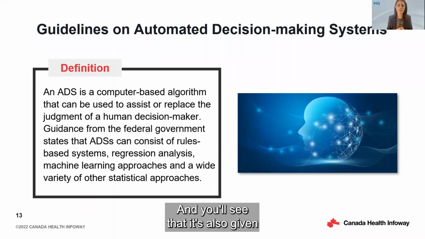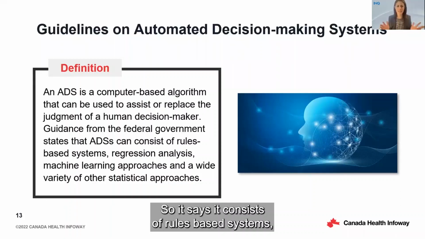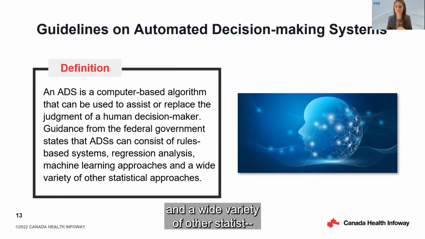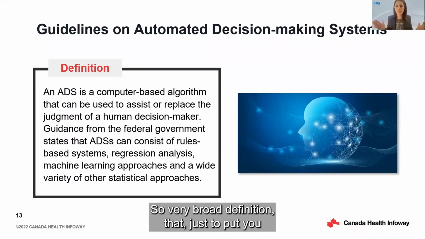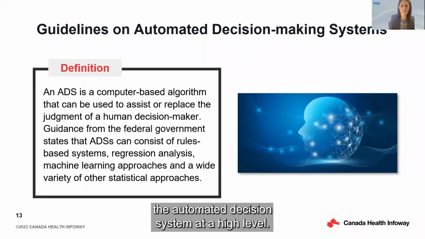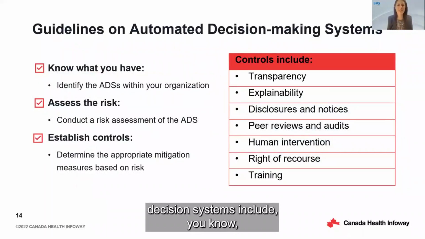And you'll see that it's also given a technical definition that's very, very broad. So it says it consists of rules-based systems, regression analysis, machine learning approaches, and a wide variety of other statistical approaches. In the Bill C-11 draft, it said it included neural networks. So very broad definition that, just to put you on notice, this is what constitutes the automated decision system at a high level.